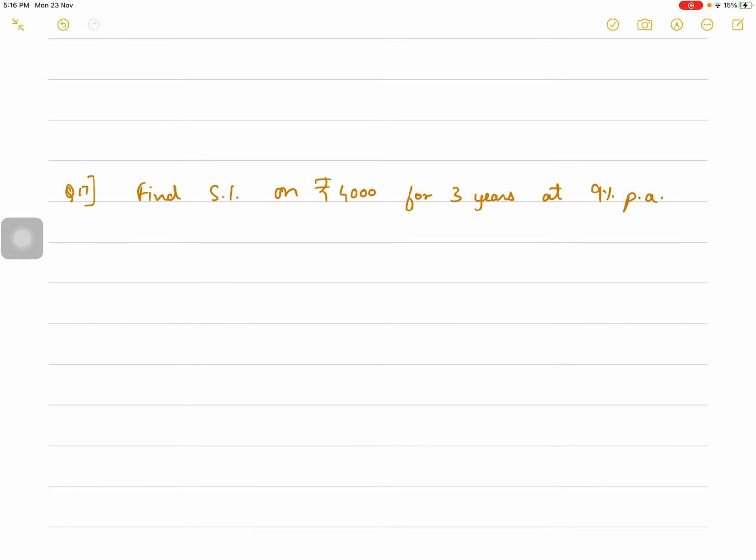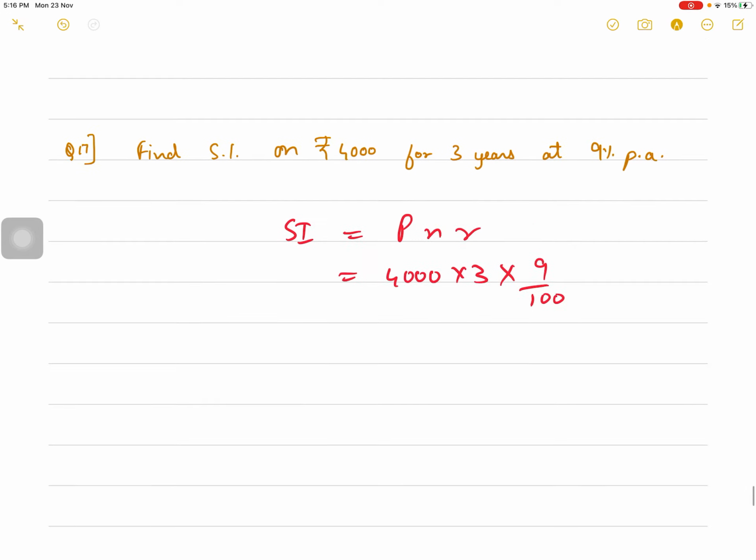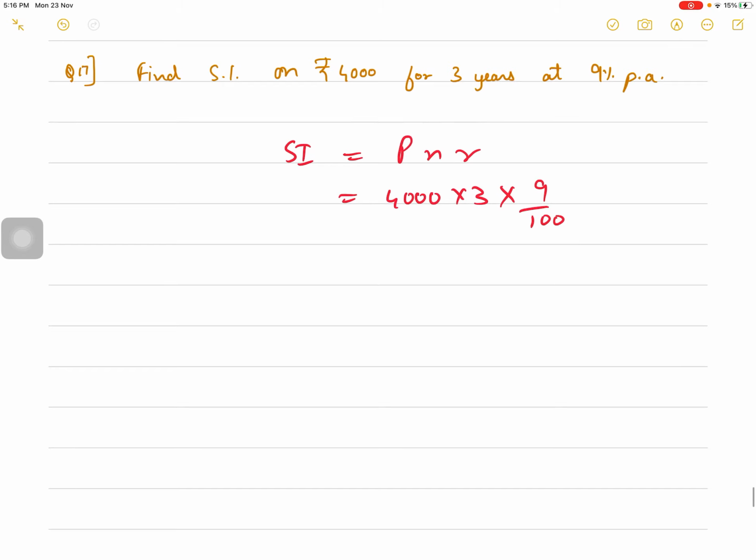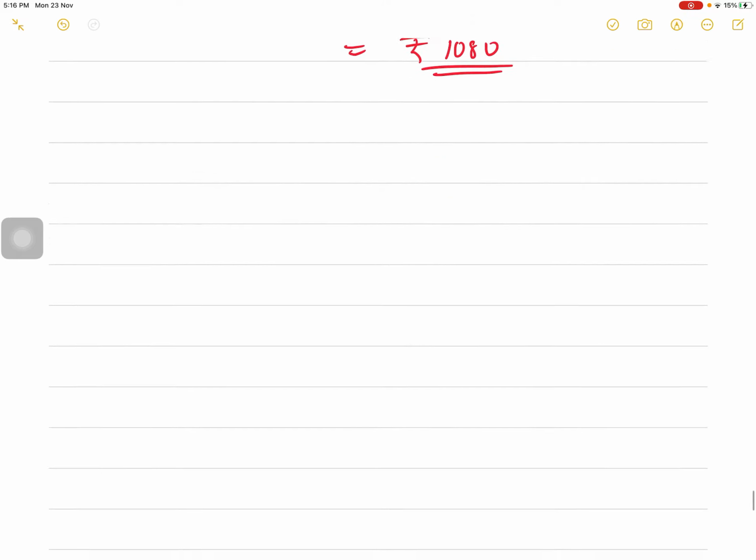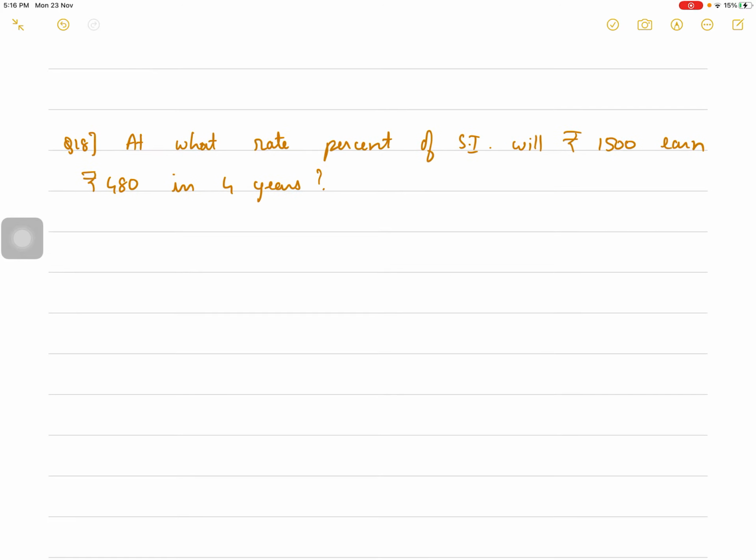Find simple interest on rupees 4000 for 3 years at 9% per annum. Okay, very simple. Simple interest is equal to P into N into R. P is 4000, N is 3, R is 9 by 100. You calculate this, it comes to rupees 1080.